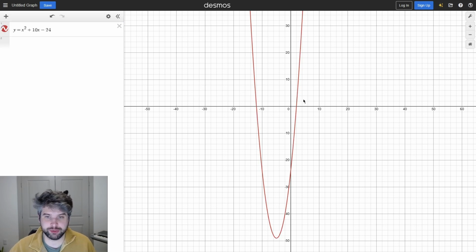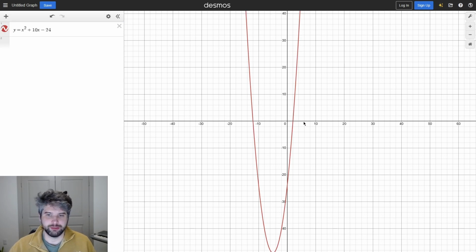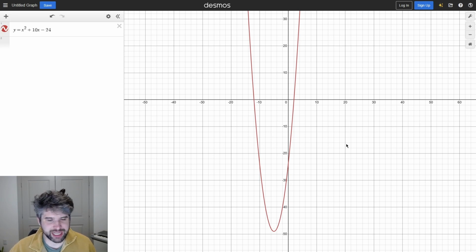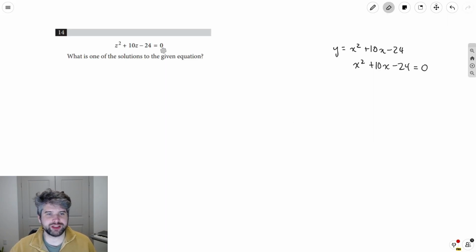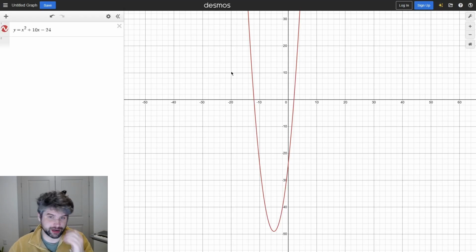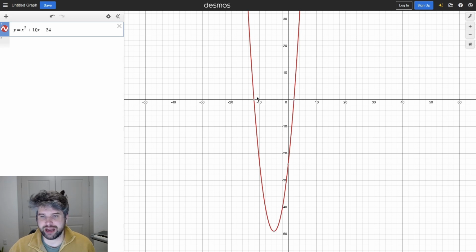the parabola opens upward. But we can actually figure out, what was the question even asking again? It's what is one of the solutions to the equation where it equals 0, where the y-coordinate equals 0. So let's go back to the graph and figure out if we can see where the y-coordinate equals 0 here. I see 2 spots, and Desmos is actually going to put gray points right on those spots, and we get some pretty nice numbers for those.